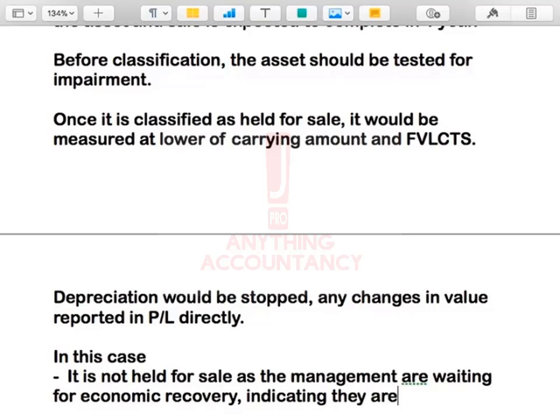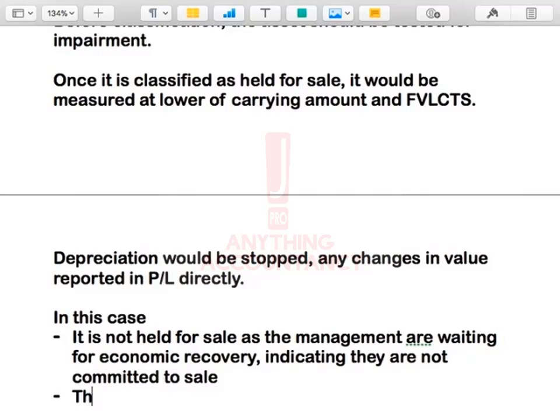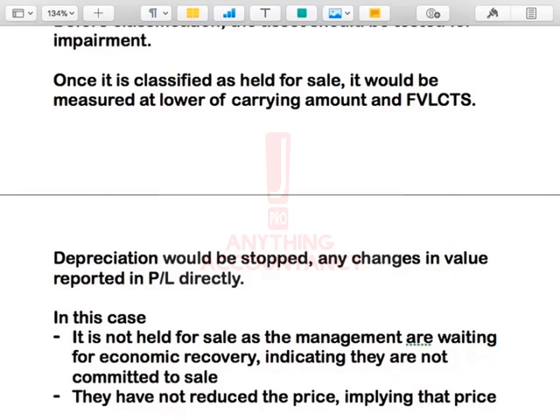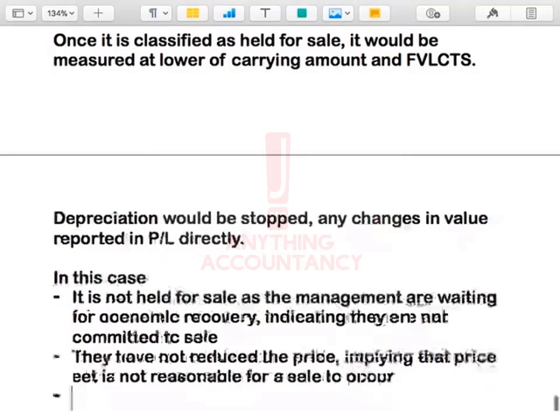indicating committed to sale, isn't it? Correct? They have not reduced the price, implying that the price set is not reasonable for a sale to occur. Not got any interest.